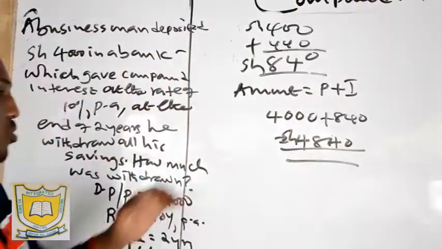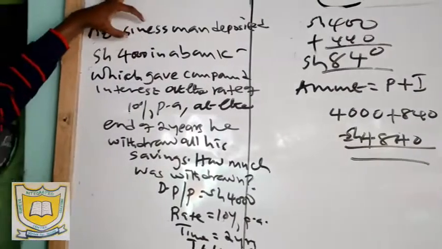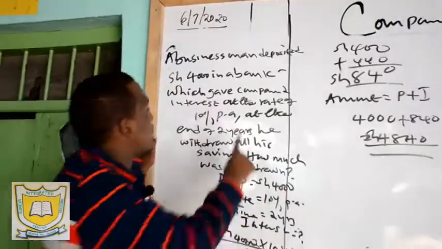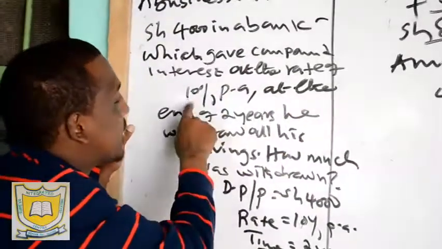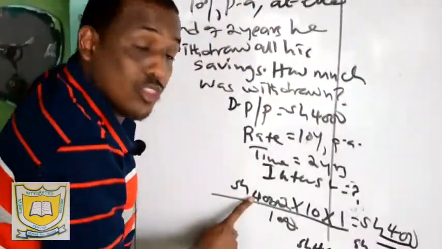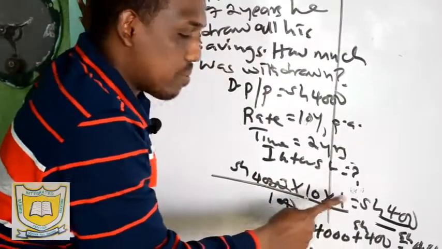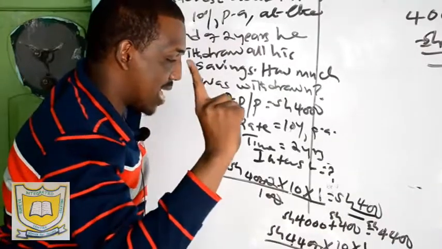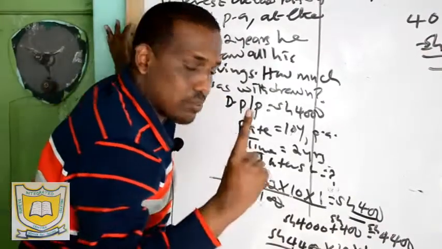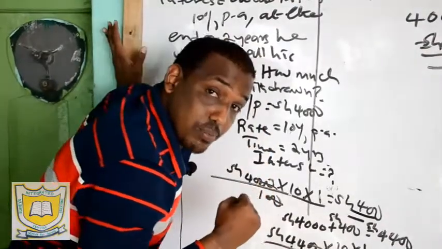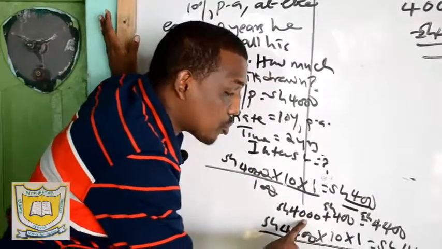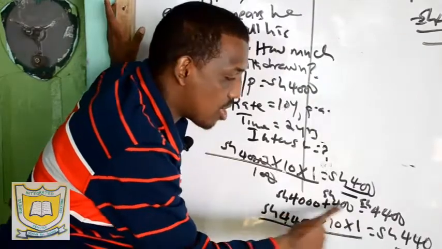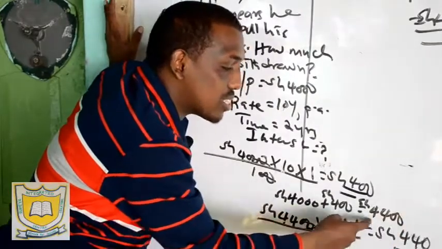I'm repeating. Deposit 4,000, principal. Time 2 years. Rate 10. First year: principal 4,000 times rate times time, the first year, all over 100. You will get 400 for the first year. For the second year, you must find the principal of the second year. You say 4,000, the initial principal, plus 400, the interest of the first year. You will get 4,400. This is our new principal.